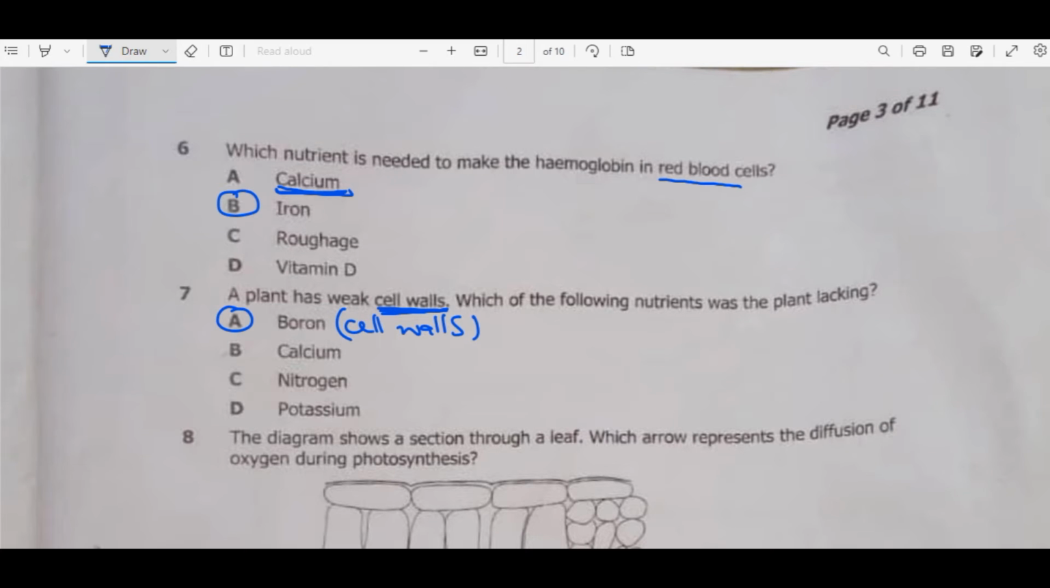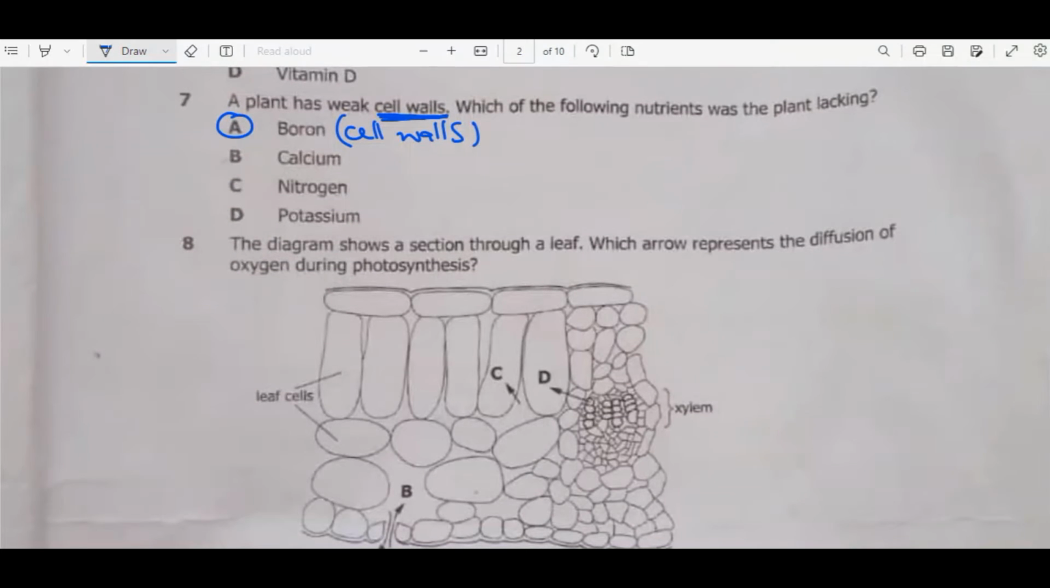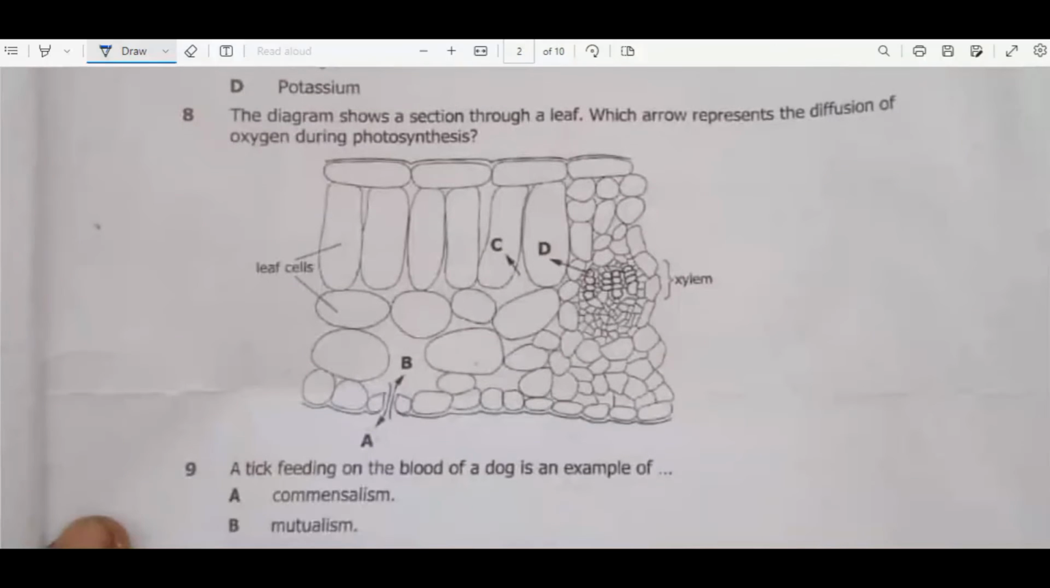So we can move on. The diagram shows a section through a leaf. Which arrow represents the diffusion of oxygen during photosynthesis? So we have a leaf, and this is the xylem, and then we have the leaf cells, and then we have C, and D, and A, and B.